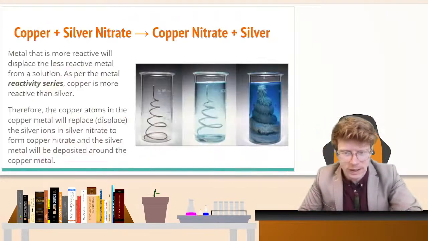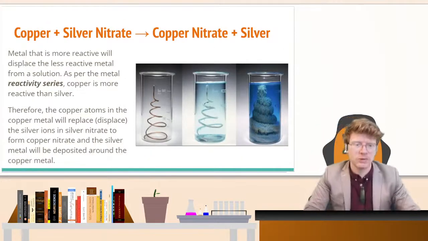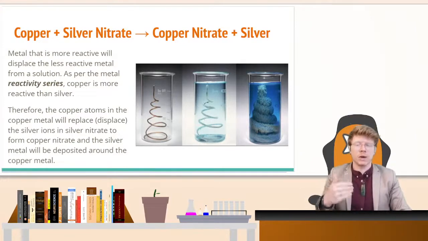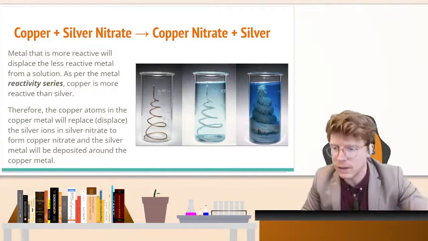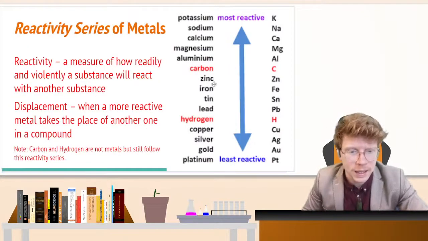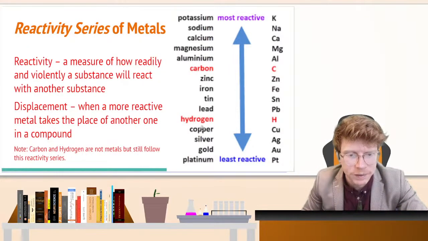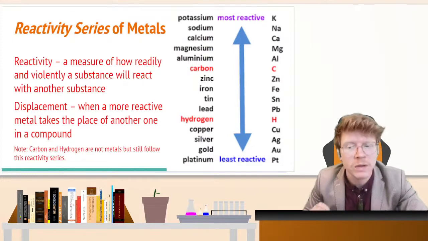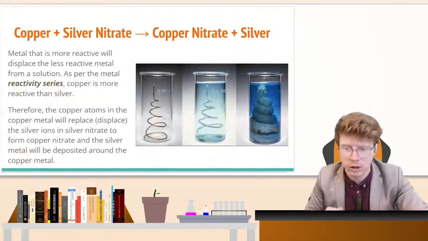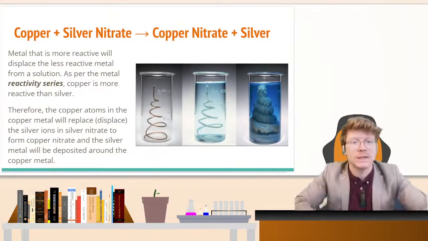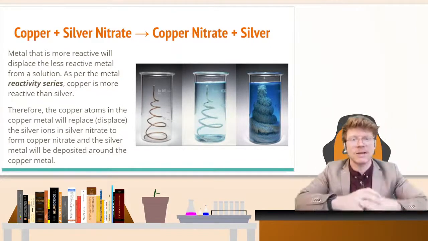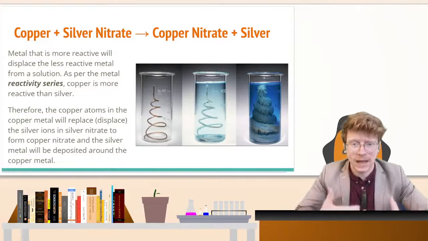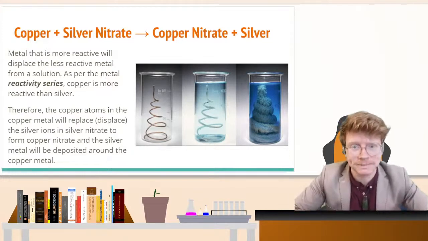So we've got a couple of examples, right? Copper and silver nitrate. We did this at the start, right? Copper, if we look at this, where's our copper? Here. And where's our silver? Slightly below. Silver is less reactive than copper. Copper is more reactive than silver. Copper will take the place of silver. It'll displace silver, kick it out of there, and take its place with the nitrate.